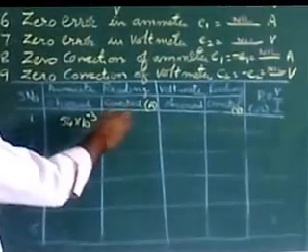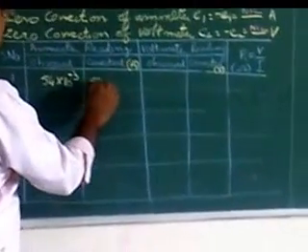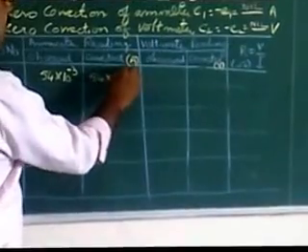Now, corrected. What is meant by corrected? There is no correction here because there is no error. Therefore, the same will come: 54 into 10 to the power of minus 3.